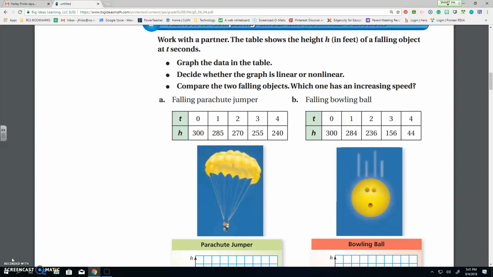Alright, so go ahead and take a second. It says work with a partner on the next page. It says the table shows the height in feet of the falling object in t seconds. It wants you to graph the data in the table. So it gives you the table. All you need to do is graph it. Decide whether it is linear or non-linear, and then compare the two falling objects and say which one has an increasing speed. So you've got a falling parachute jumper and you've got a falling bowling ball. So take a second, pause the video, and then we'll work these out after you have it completed.